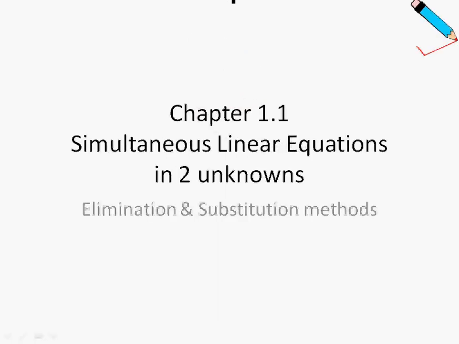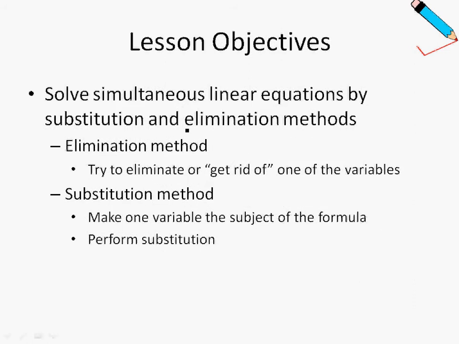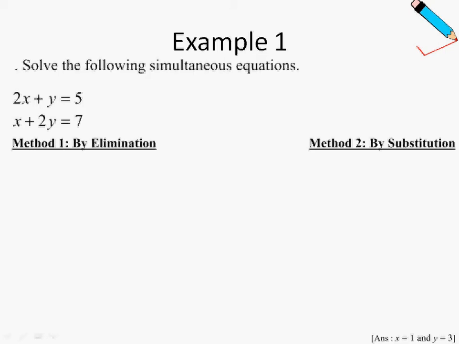Okay, so in chapter 1.1, we will look at the elimination as well as the substitution methods to solve a pair of simultaneous equations. So what are these two methods all about? In the elimination method, we will try to eliminate or get rid of one of the variables, one of the unknowns, either x or y. Whereas in the substitution method, we will try to make one variable the subject of the formula, and we will perform a substitution. So to understand this better, we will look at some concrete examples.